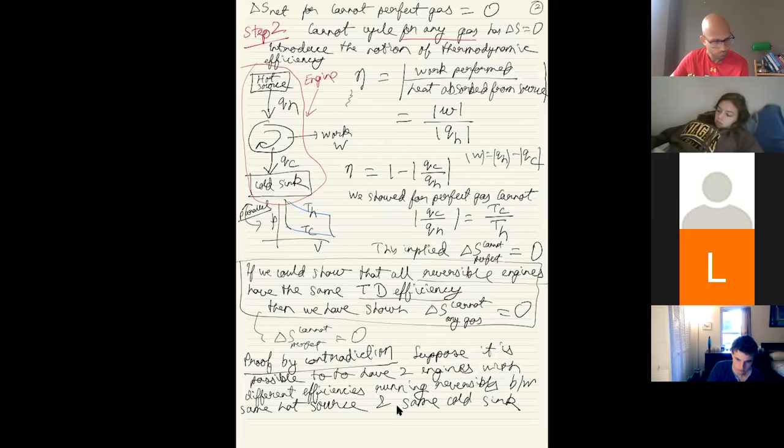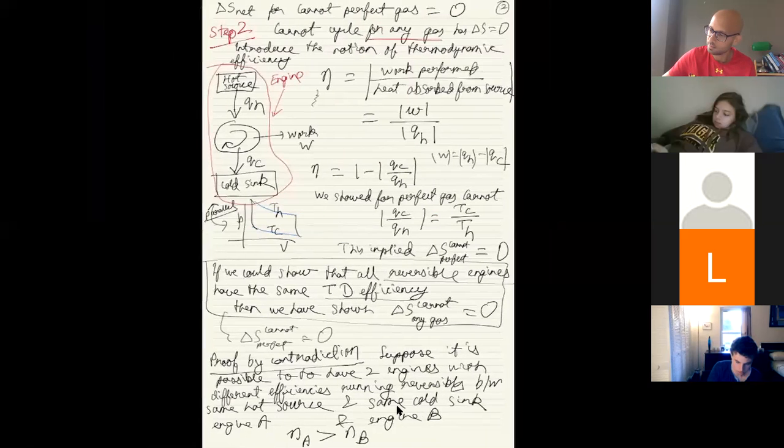So let's call this engine A and engine B, and we claim that it's possible to construct two such engines that the efficiency of engine A is more than the efficiency of engine B. And what I'm going to show next is that this leads to a violation of the second law of thermodynamics. Hence, this is not possible. Hence, eta A must be equal to eta B. You cannot construct such two engines.